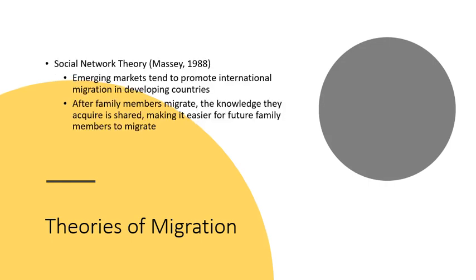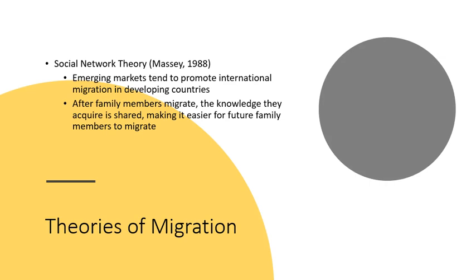Social network theory offered by Massey, going back to the 80s, focuses on the role of emerging markets that tend to promote international migration in developing countries. So the way that works is, of course, through chain migration. After certain family members migrate, others follow.